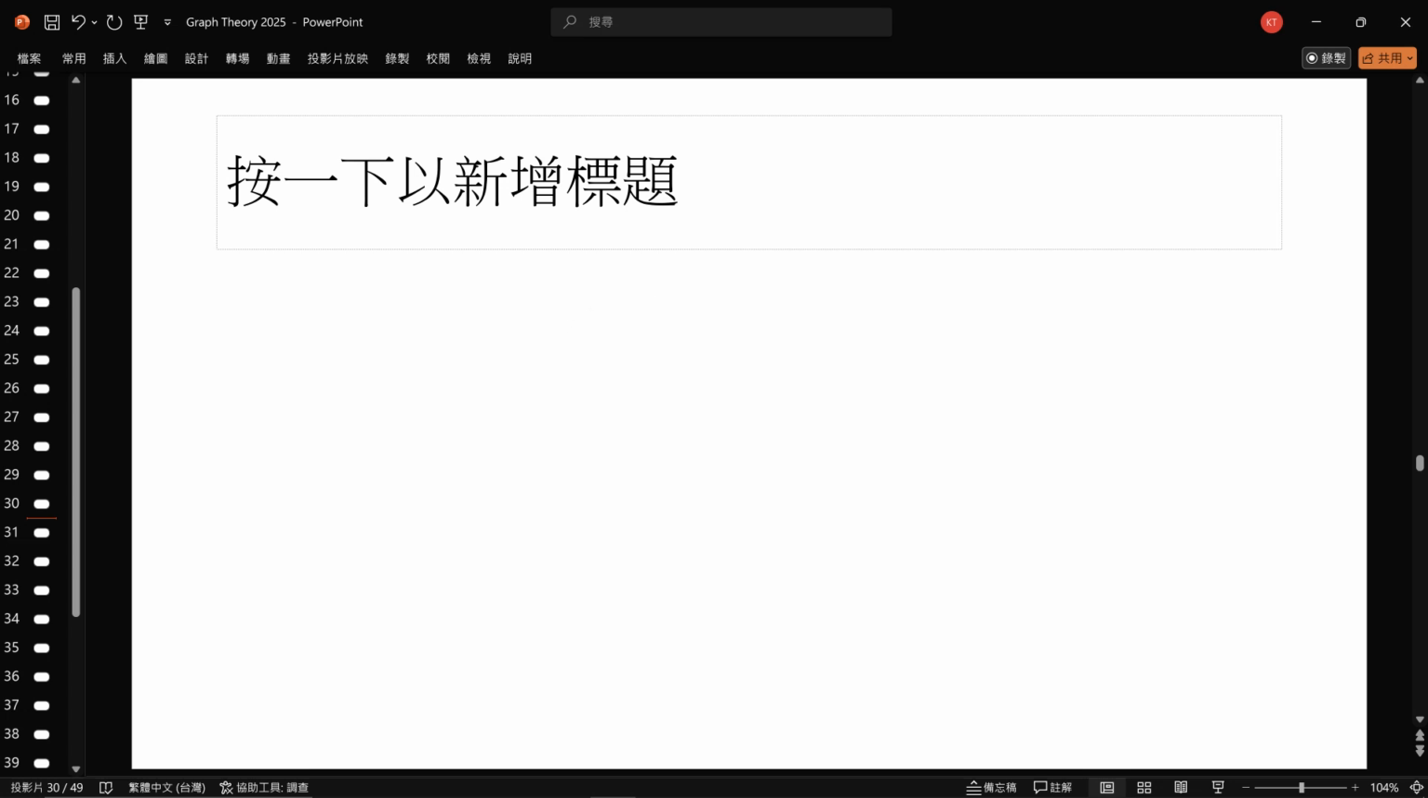So this time the input is a graphical degree sequence D. And the output is, if possible, output a connected graph that realizes D. Okay.